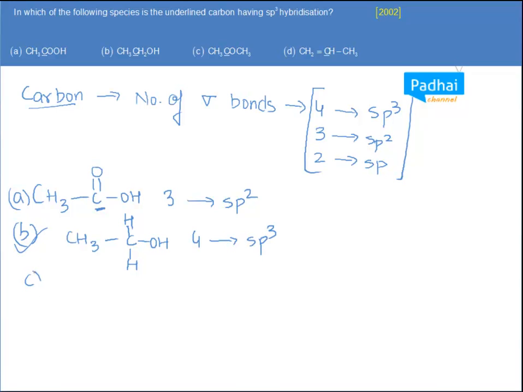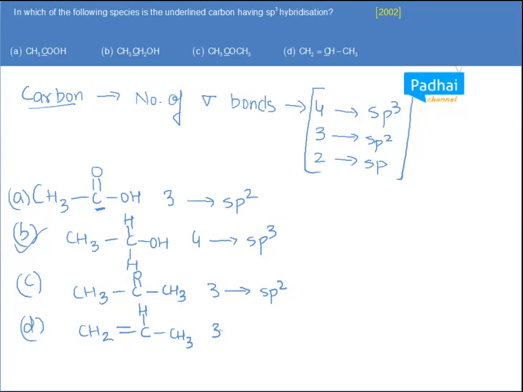Now let us also see the C part and the D part as well. C is CH3, C double bond O, CH3. How many sigma bonds are there? 1, 2 and 3. Here also we are having 3 sigma bonds, which means sp2 hybridization. Now the D part is CH2 double bond CH3. How many sigma bonds is it having? 1, 2 and 3. 3 sigma bonds are there. This one is the pi bond. That means the hybridization here also is sp2. So only option B is correct, right?